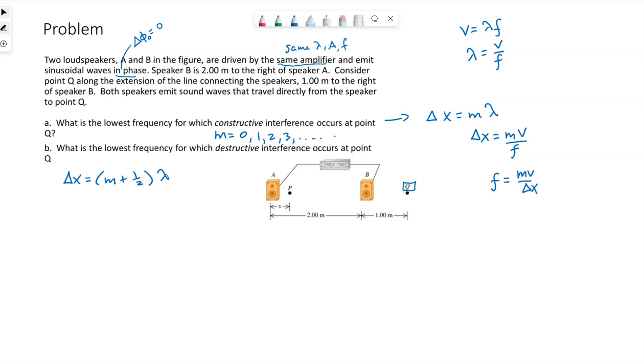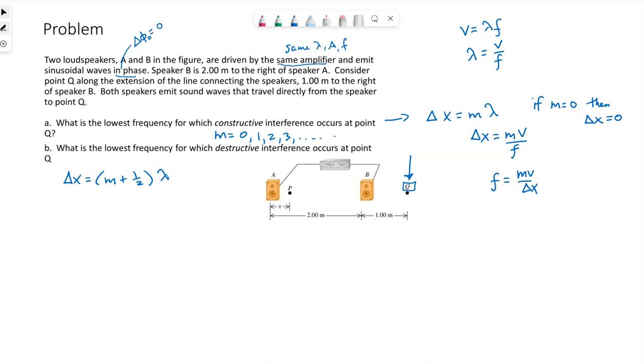To get the lowest frequency, we're going to need to use the lowest possible value for m, but that's not going to be 0. And the reason why is point Q over here is most definitely not the same distance from speaker A and speaker B. With constructive interference, if m is 0, then delta x is 0. That means the observer is the same distance from both speakers, which of course is not the case here.